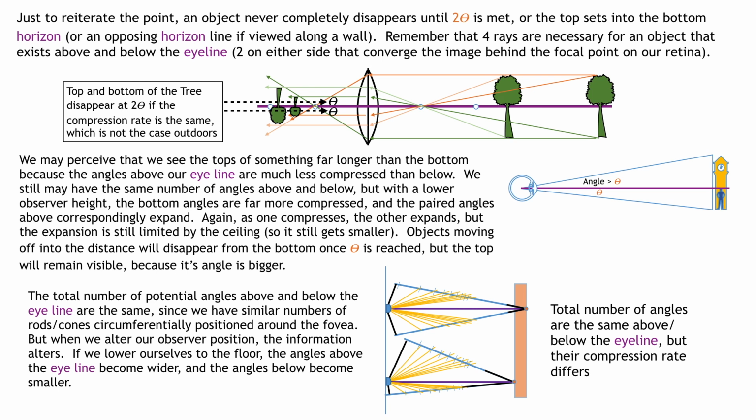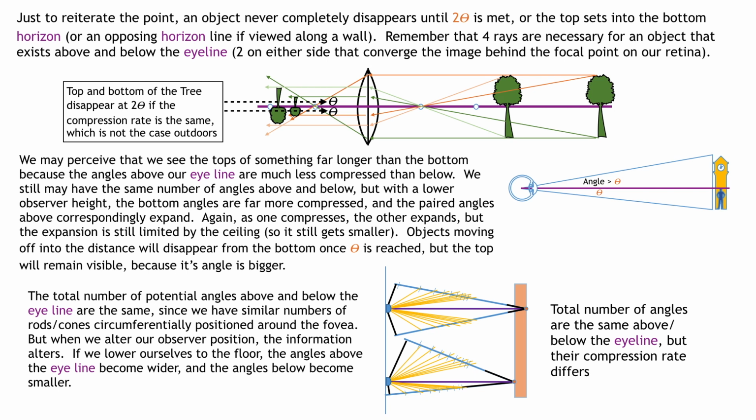So again, just to reiterate the point, an object never completely disappears until 2 theta is met or the top sets into the bottom horizon, one or the other. So it would be 2 theta if I had, let's say, a corridor. I was looking in a corridor and I was equidistant from the top and bottom. The resolution angle would be met as the top part descends away from me and as the ceiling compresses that object, and the other part of the object would be compressed against the floor, and it would disappear when it reaches theta. So an object wouldn't disappear until 2 theta if I'm in an equidistant corridor.